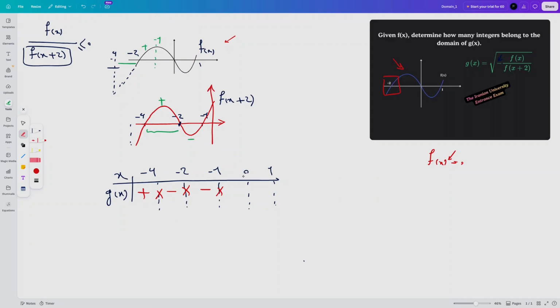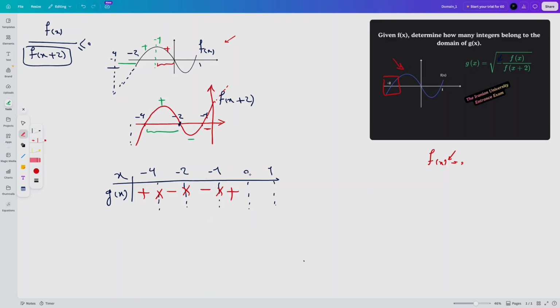So from -1 to 0, for f of x plus 2 is going to be here. As you can see, it is positive because the graph is just increasing now. So that's going to be positive. And for -1 to 0 for f of x, right here, it is also positive. So we have two positive, it's going to be positive.